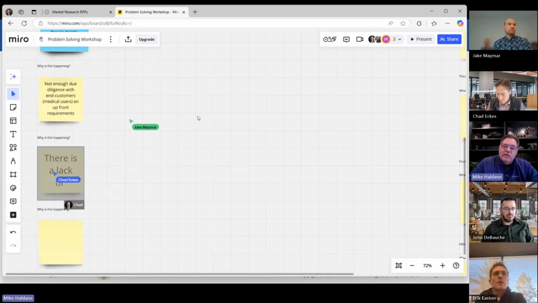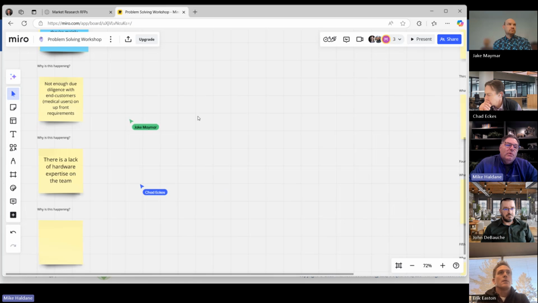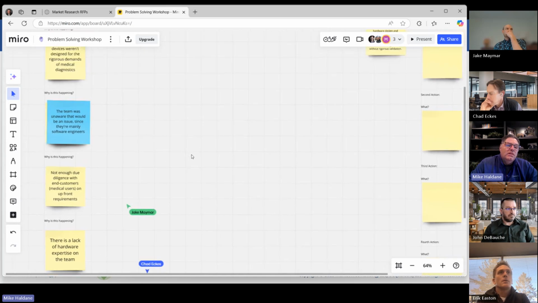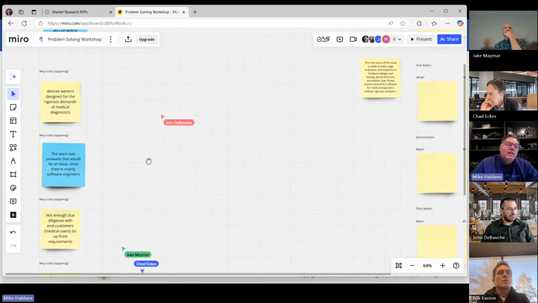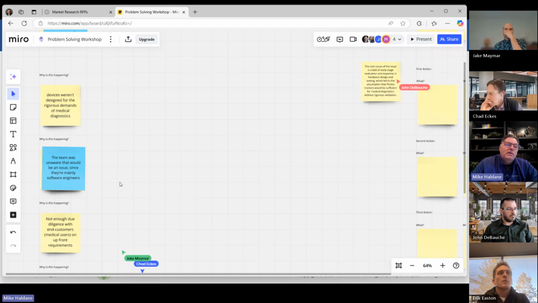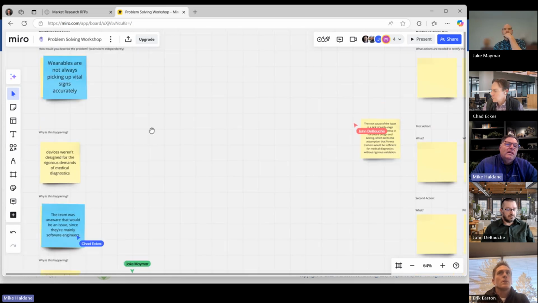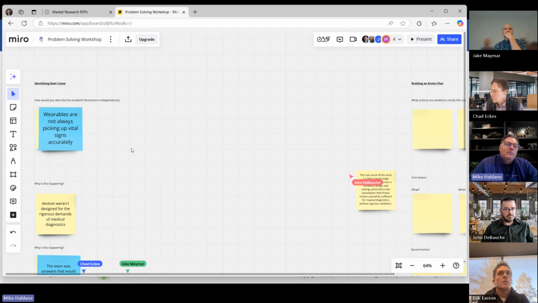So if, for the sake of time, we just simply say, okay, that's the root cause that we're going to land on, and that's where we'll start putting the action plans around, what I always like to do is to say, okay, let's do this backwards. We're saying that our root cause is that there's a lack of hardware expertise on the team, which led to not enough due diligence with end customers on the upfront requirements, especially as it relates to hardware, which led to the team not being aware that this would even be an issue because they're software engineers, which led to hardware devices that weren't designed for the rigorous demands of medical diagnostics, which led to wearables not always picking up vital signs accurately.